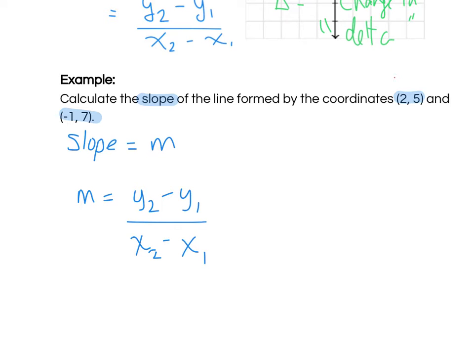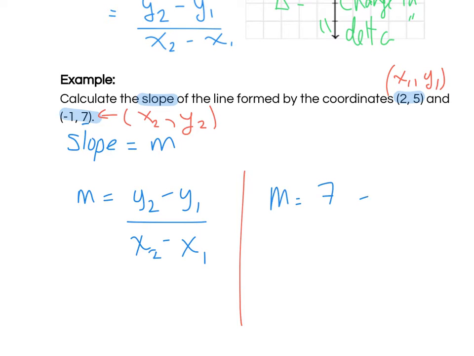So I'm going to call this first point just arbitrarily x1. This will be my x1, y1. And then this guy over here, that'll be my x2, y2. And so now it's just a matter of taking the associated values and substituting them into my formula. So m is equal to the value of y2, which I can see is 7, minus the value of y1, which is 5, divided by the value of x2, which is negative 1 rather, minus the value of x1, which is 2. And then simplifying this, I end up with my slope, so 2 over negative 3, which is negative 2/3. And there I go. That's it.